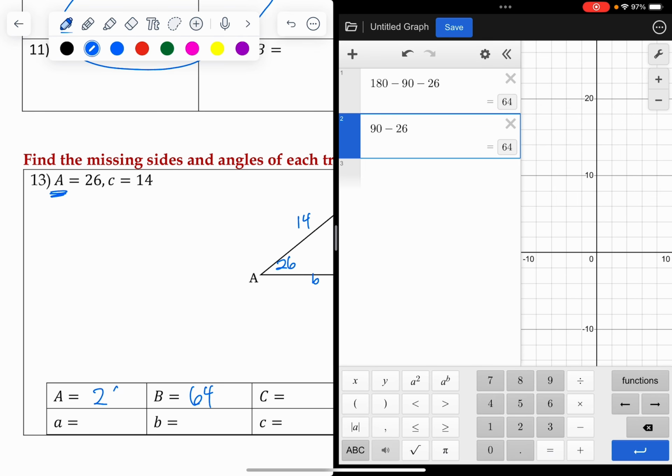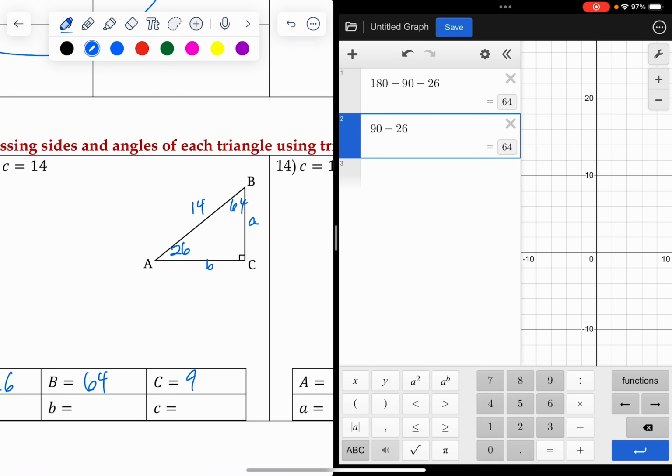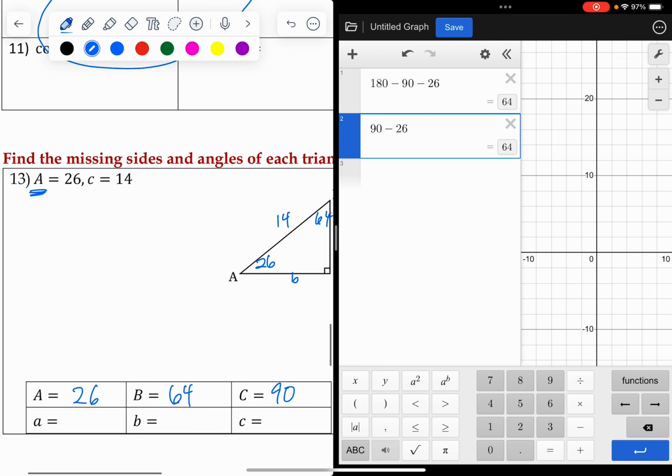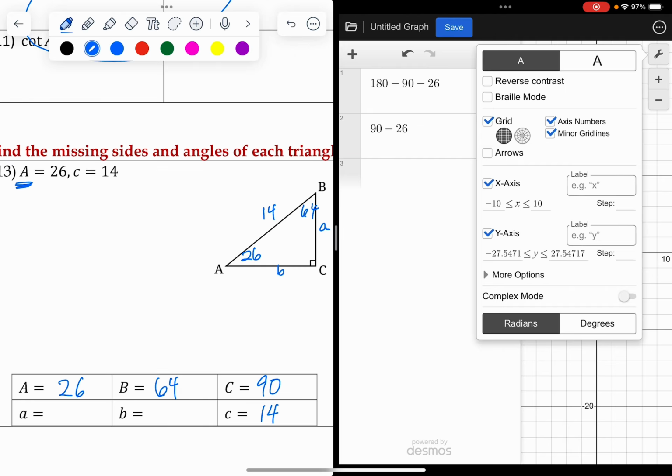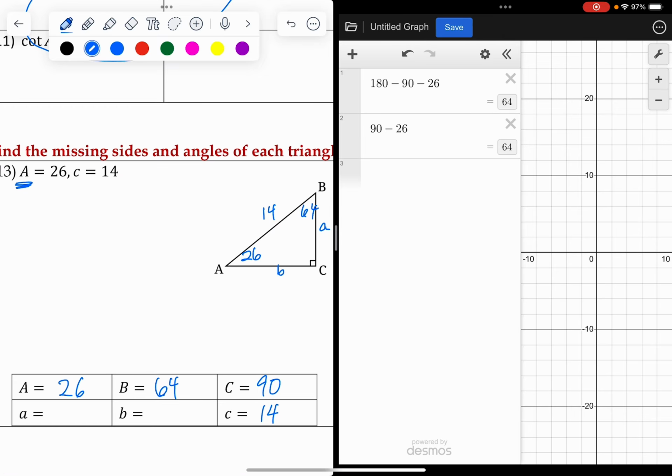They told us angle A was 26. They labeled angle C as 90. And then what did they tell us? They told us little c was 14. And notice on here, we are working in degrees. So I need to come over to Desmos and change it to degrees. Anytime you hit the button sine, cosine, or tangent, you need to make sure if your angle is in degrees, you're in degrees. If it's in radians, you should be in radians.